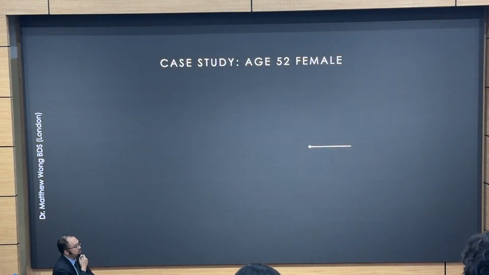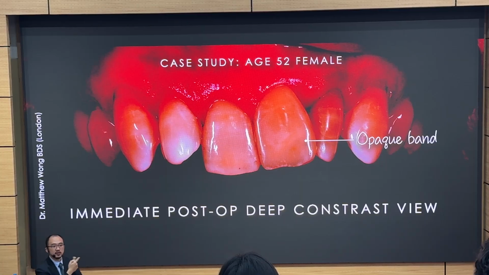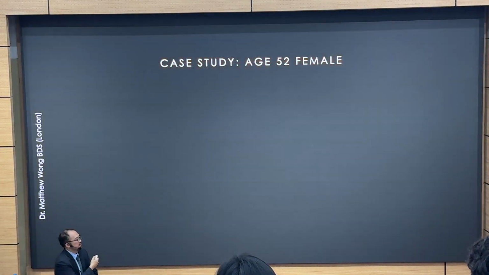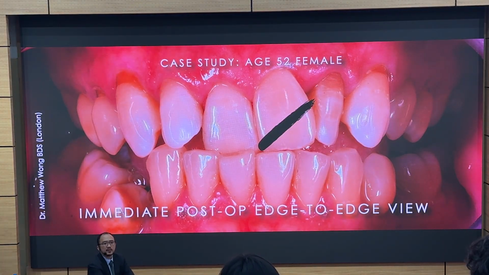And one of the things I realized is this. There's an opaque band. Can you see that? Whenever you see a white line, what does it mean? It's unsupported enamel. Right? So, what did I do? I don't have to redo the whole thing. This is a lot of the thing about composites.